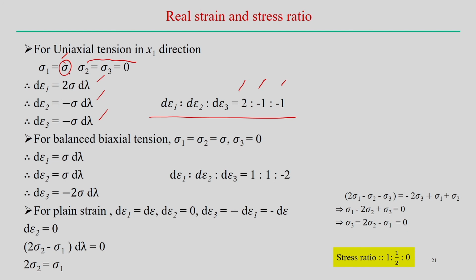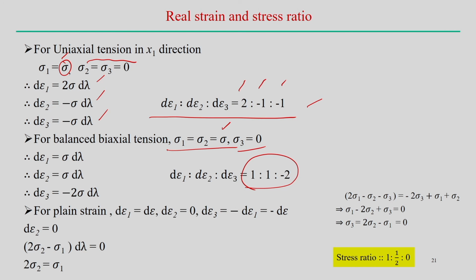This ratio is applicable in the case of uniaxial tension, but if it is biaxial tension, then we can see the biaxial condition: sigma 1 and sigma 2 both equal sigma bar, the same value, and sigma 3 equals 0. So, the incremental strain ratio can be different.